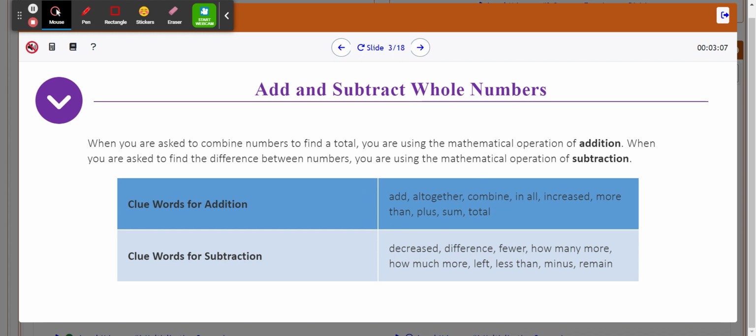If you see the words add or combine and all, these are some keywords to tell you it's an addition problem. And if you look at the bottom here, decreased, fewer, how many more, etc. These are some words to tell you it's a subtraction problem. So let's go ahead and look at some addition and subtraction problems.